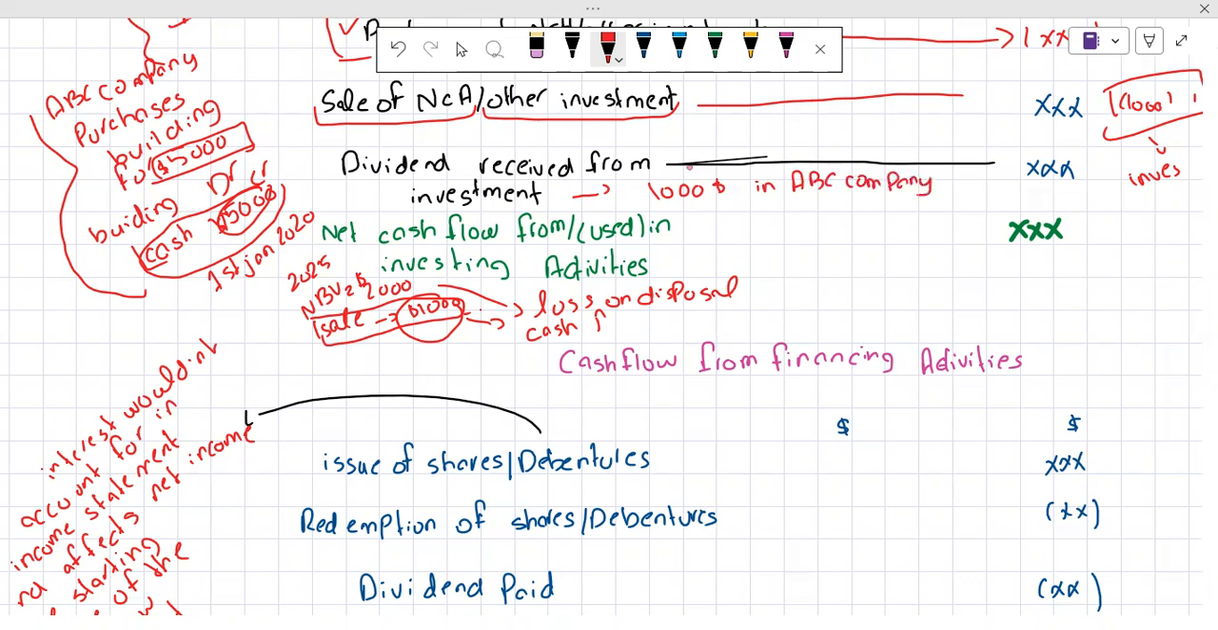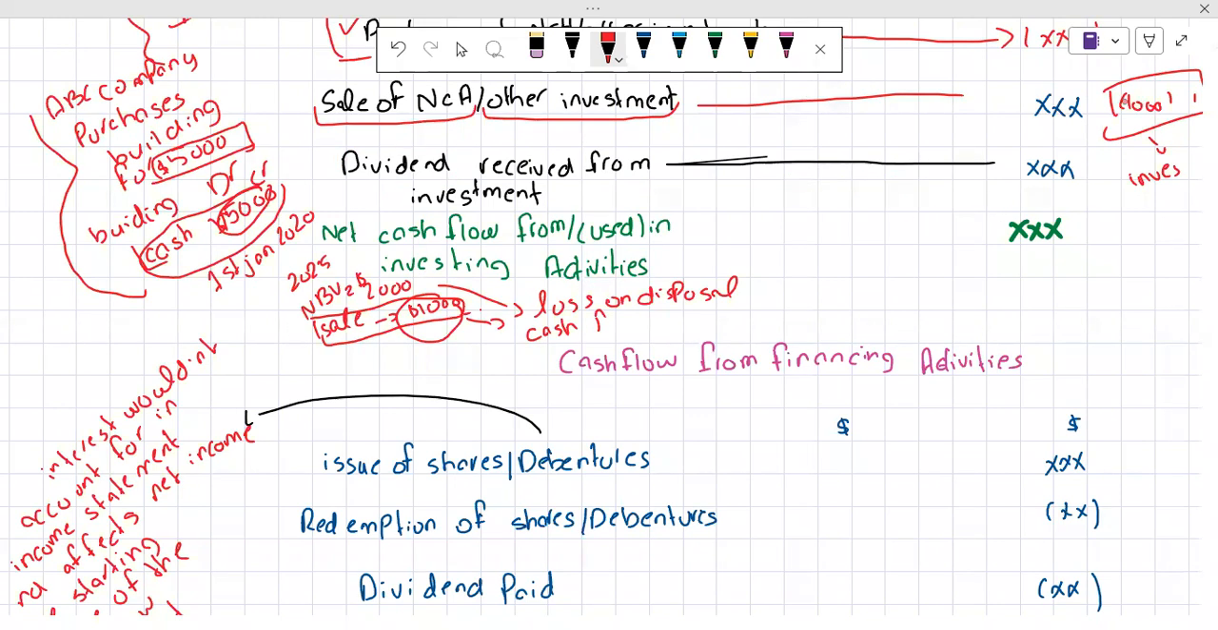Okay. And after 1 year, or maybe after 2 years, you are getting your dividend. So of course it is also coming from outside the business. So that is why it is also called investing activities. Okay. So after that, we have net cash flow from or used in investing activities.